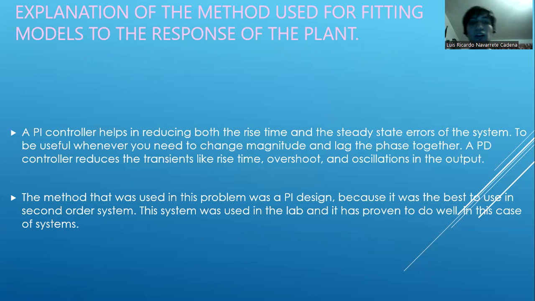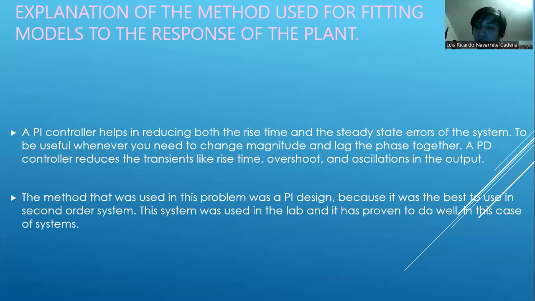Explanation of the method used for fitting models to the response of the plant. A PI controller helps in reducing both the rise time and the steady state errors of the system, to be useful wherever you need to change magnitude and lag the phase together. A PD controller reduces the transient behavior like rise time, overshoots, and oscillations in the output.